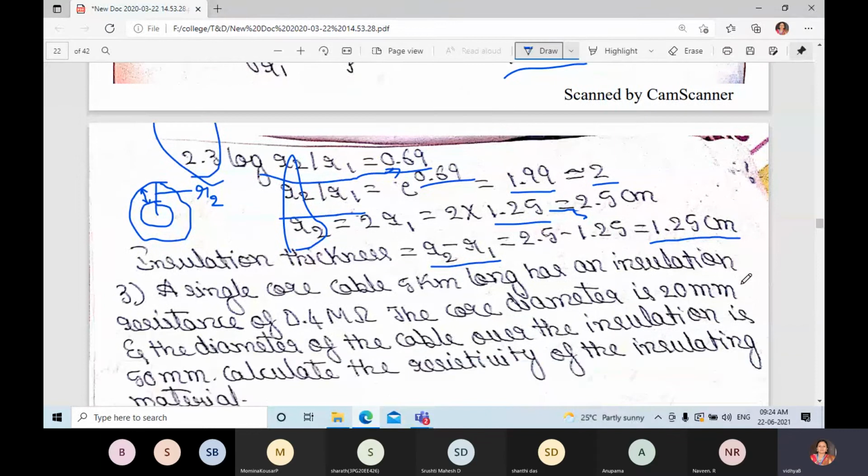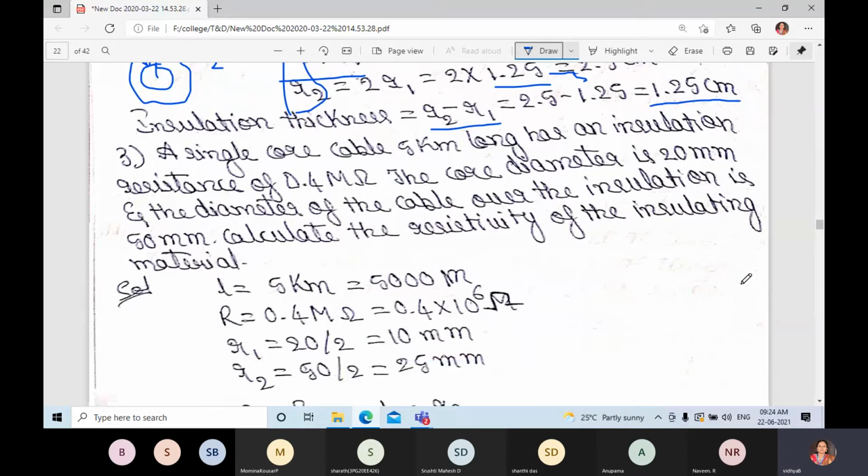Next problem. A single core cable, one kilometer long, has an insulation resistance of 0.4 mega ohm. The core diameter is 20 mm and the diameter of the cable over the insulation is 50 mm. Calculate the resistivity of the insulating material. We need to find out the rho.